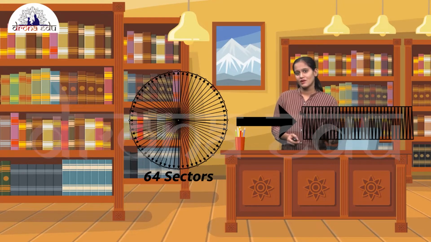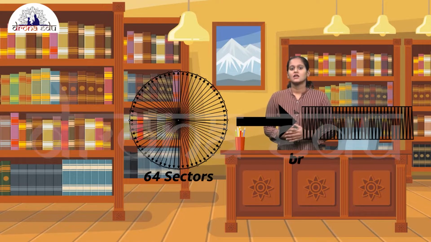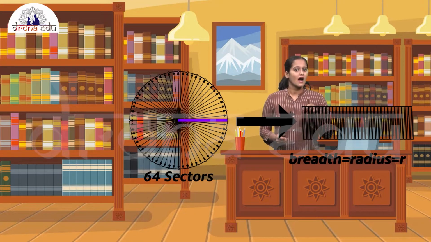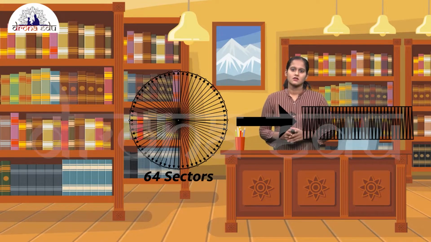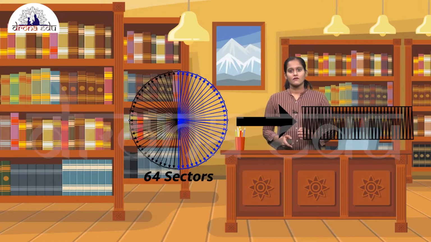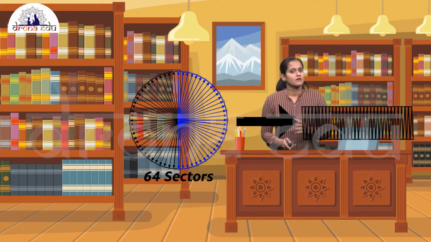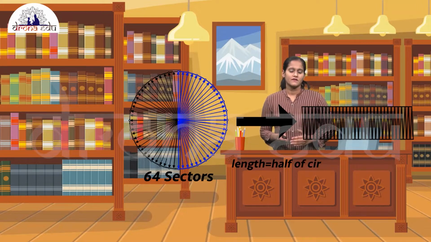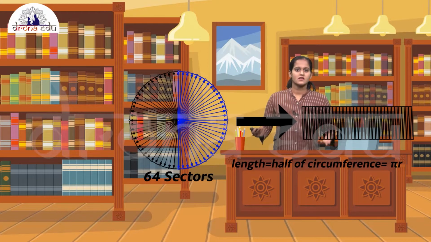Now what is the breadth of this rectangle? The breadth of this rectangle is the radius of the circle, r. As the whole circle is divided into 64 sectors, on each side we have 32 sectors. So the length of the rectangle is the length of the 32 sectors, which is nothing but half of the circumference. Half of the circumference equals pi r, since the circumference is 2 pi r, and half of it is pi r.